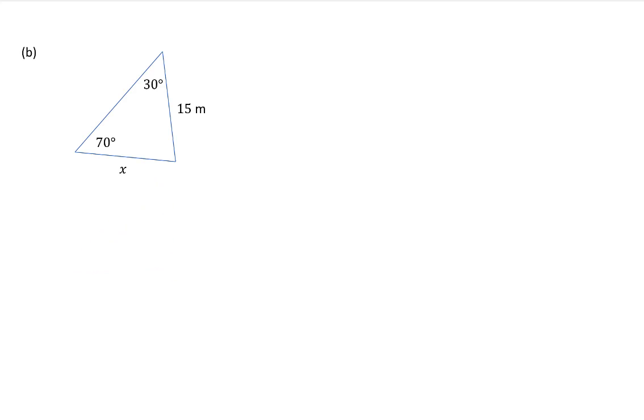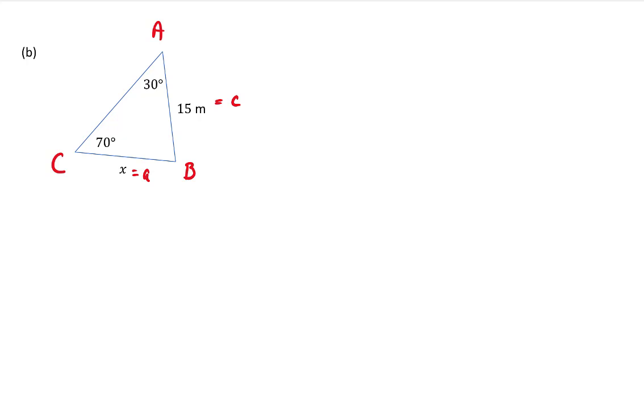So let's try this one more time. If you want, pause the video, try it yourself, see if you can find the value of x. Then come back and check your work. Again, first step, let's label our diagram. Let's say this is A this time, this is B, this is C. We're looking for side little a. We have side C, and we have angle A and angle C.